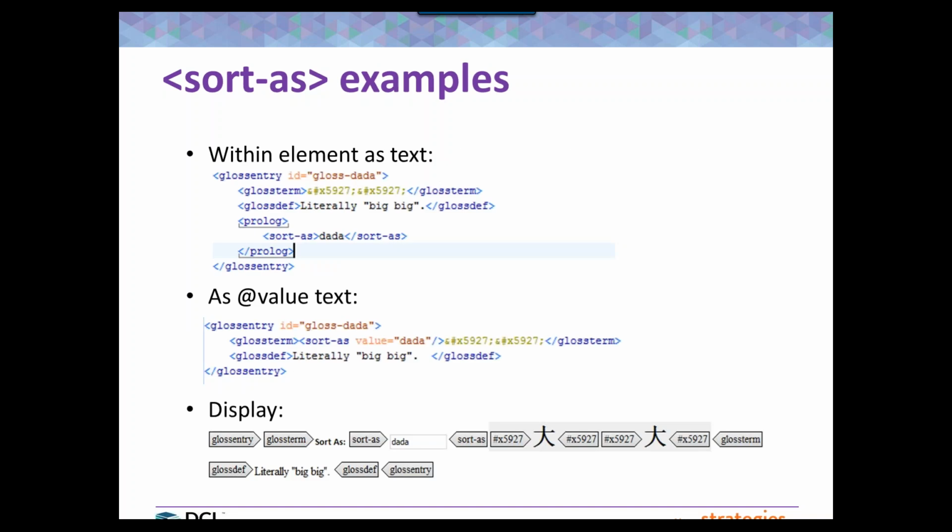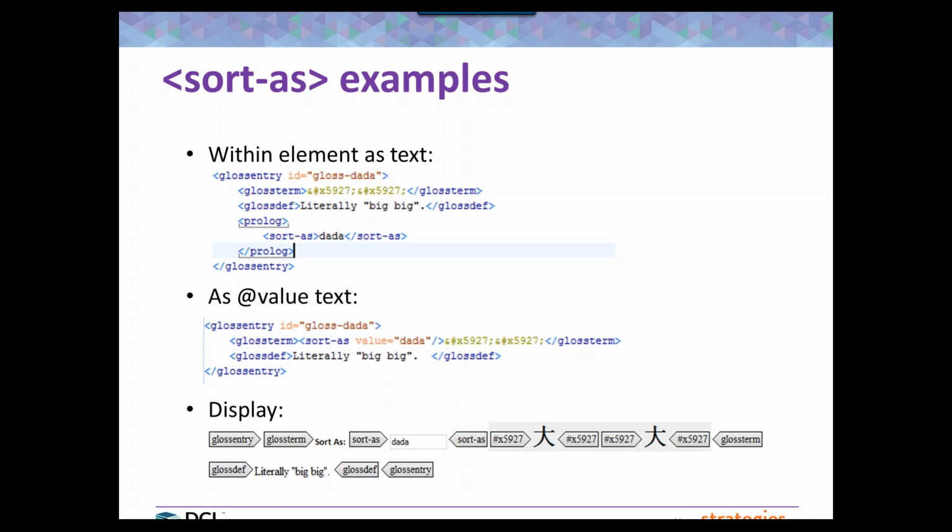And so if you do it within the element, in this case, we're looking at a gloss entry where, if you can see in the display, that it's actually two characters. And the definition of this is big, but we don't want it to sort by these characters. We want it to sort essentially by da. So we need to tell the processor, hey, this is what we want you to sort it as. And the output, this display that's shown at the bottom, can be generated from either of these two ways of specifying the sort order.